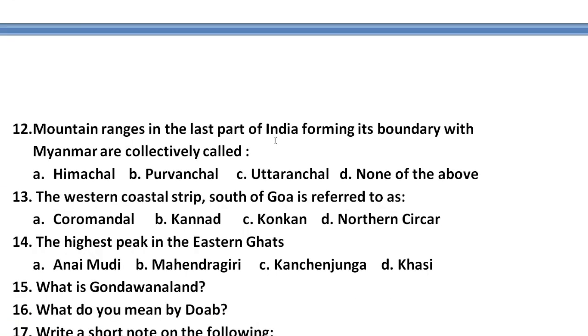Next, mountain ranges in the eastern part of India forming its boundary with Myanmar are collectively called Himachal, Purvanchal, Uttarakhand, or none of the above. Whatever you think is the correct option, just choose that one. The 13th question: the western coastal strip south of Goa is referred to as Coromandel, Kannad, Konkan, or Northern Circars. Whichever you think is correct, that is your answer.